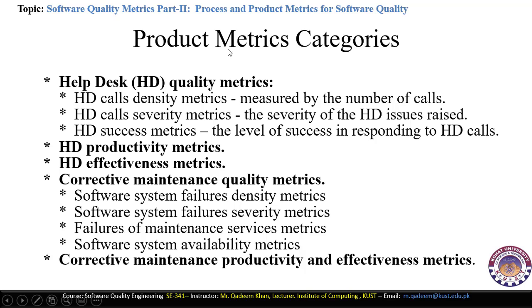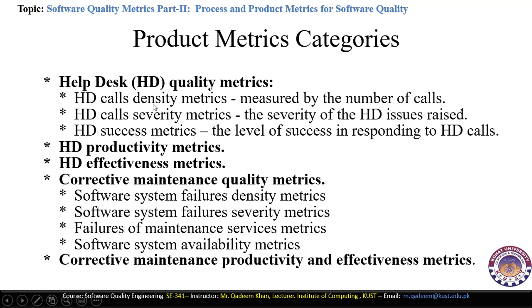Also, another type of matrix is called the product matrix. In the product matrix, we in fact measure the metrics which are relevant to the product being developed. Here, the first matrix is called the help desk matrix, the HD quality matrix. These matrices are used for representing the quality of the software. The HD call density matrix is measured by the number of calls, so here we measure the number of calls.